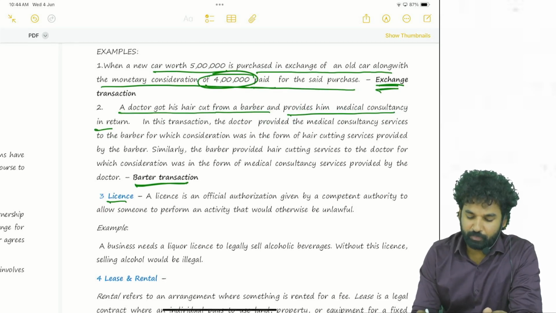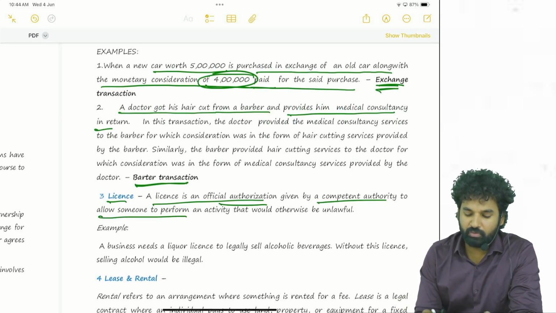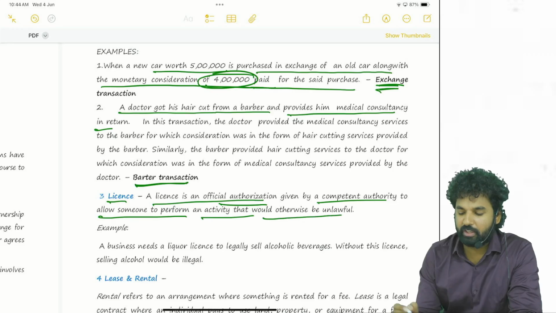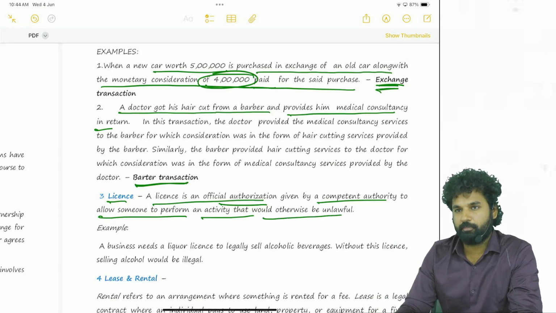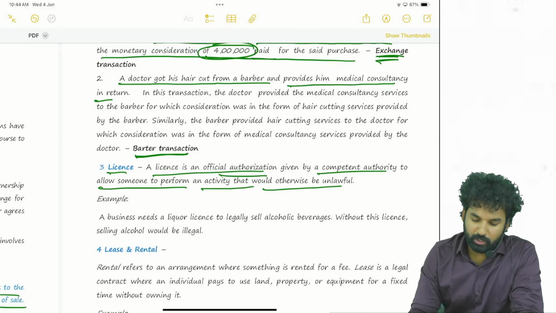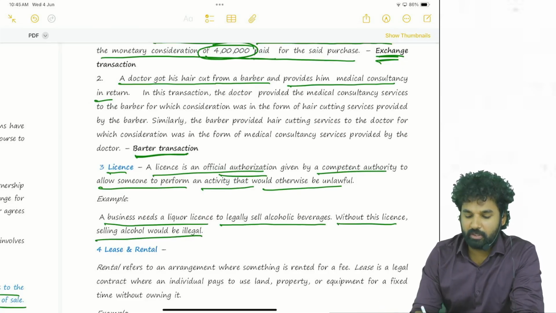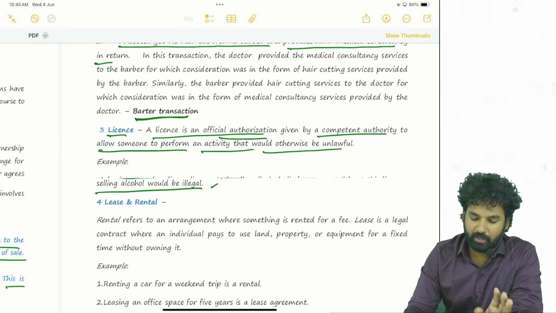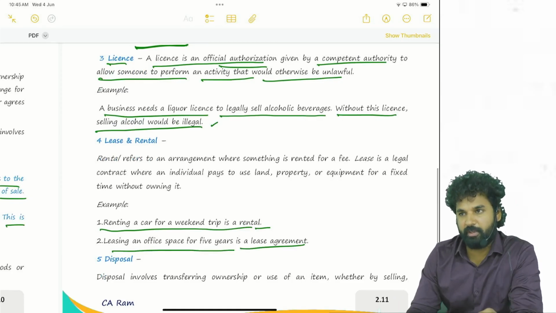Next, license. A license is an official authorization given by a competent authority to allow someone to perform an activity that would otherwise be unlawful. If there is no license, then the activity will be illegal. A business needs a liquor license to legally sell alcoholic beverages. Without this license, selling alcohol would be illegal. So then it is a license. It is a form of supply. Lease and rentals. Renting a car for a weekend trip is rental. Leasing an office space for 5 years is a lease agreement.